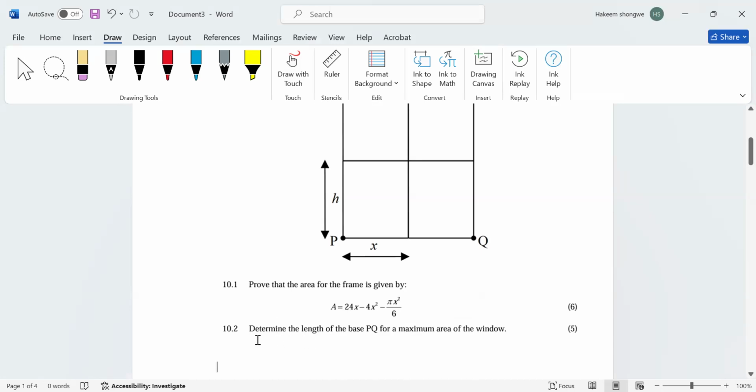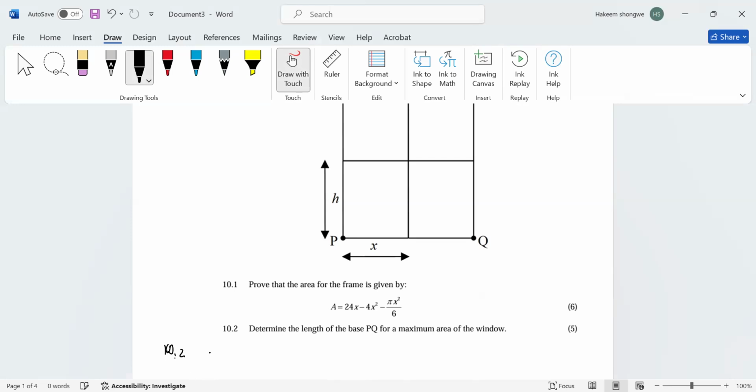But here they are saying, determine the length of the base PQ. So we are looking for base PQ for maximum area. So we want the area to be maximum. But we're already given the area. Since we're given the area, we can skip this 5 marks. It's fine, let's leave this 6 marks for now. And then let's start, because these are also examination skills. On an exam, you say, okay, let's start with 10.2.